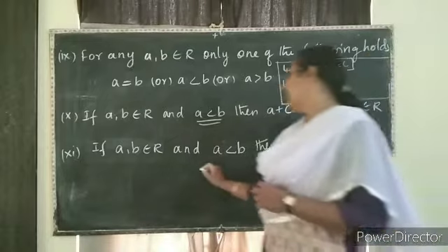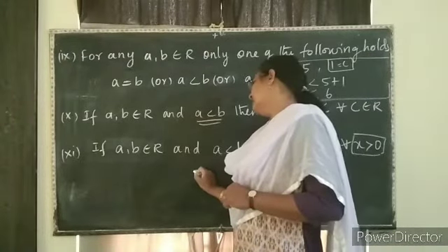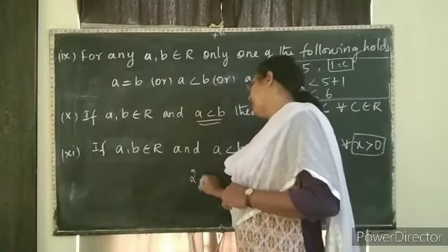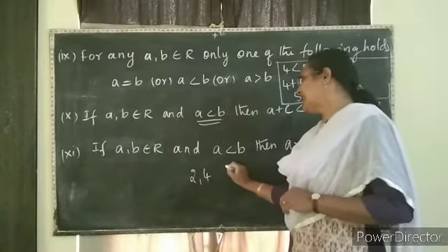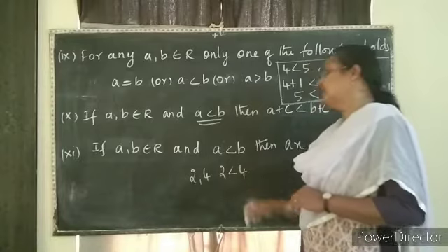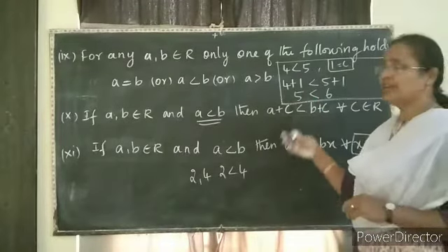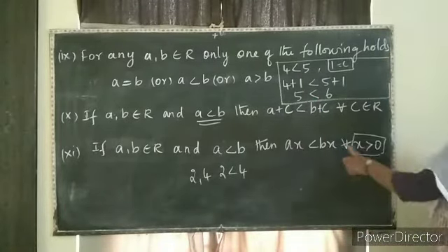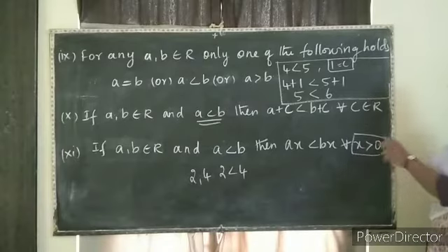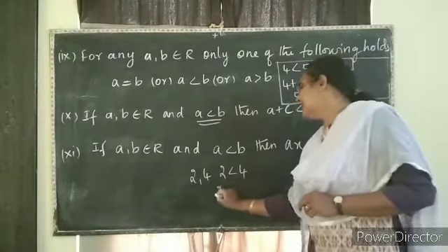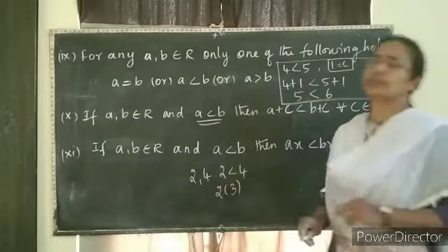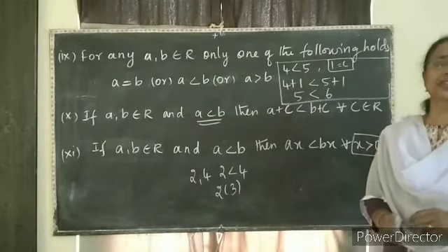Let's check now. We'll take 2 and 4 as a, b. Now definitely 2 is less than 4, isn't it? 2 is less than 4. Now I'm going to take one more number, that is x, which is greater than 0. Shall we assume 3? Okay. Now I'm going to multiply 2 by 3. So 2 into 3.